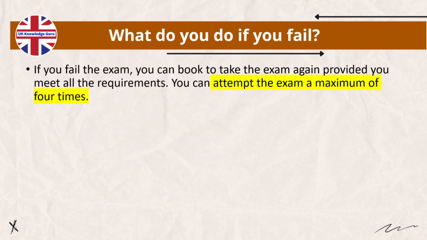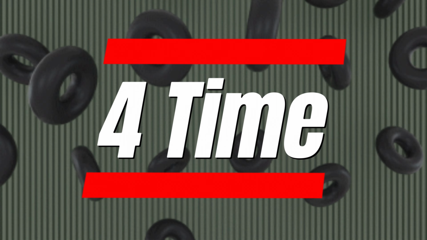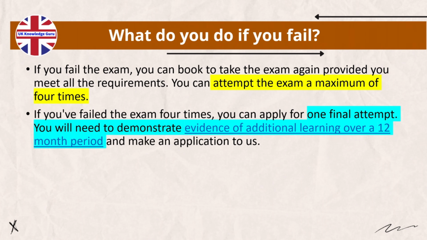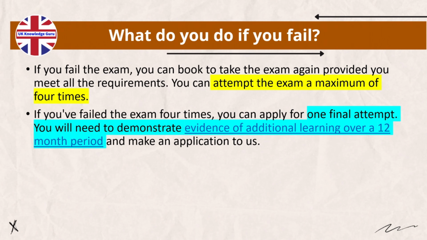What do you do if you fail? If you fail the exam, you can book the exam again, provided you meet all the requirements. You can attempt 4 times maximum. You can apply for one final 5th attempt, but after the 12-month period you have to go and demonstrate your knowledge about it. And if you don't do that, they won't let you sit the exam.